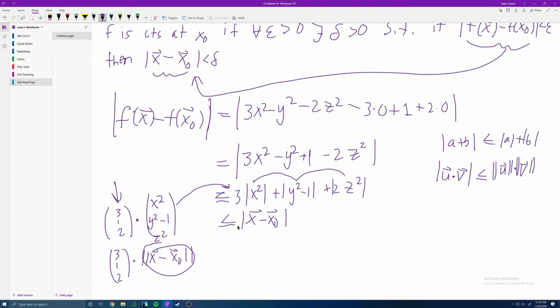So the norm of that vector is just going to be the square root of the sum of the squares of the individual elements. So that's just going to be the square root of 3 squared plus 1 squared plus 2 squared, which is just the square root of 12, right? And we know all that from this part being less than epsilon. This is going to be less than epsilon right here.